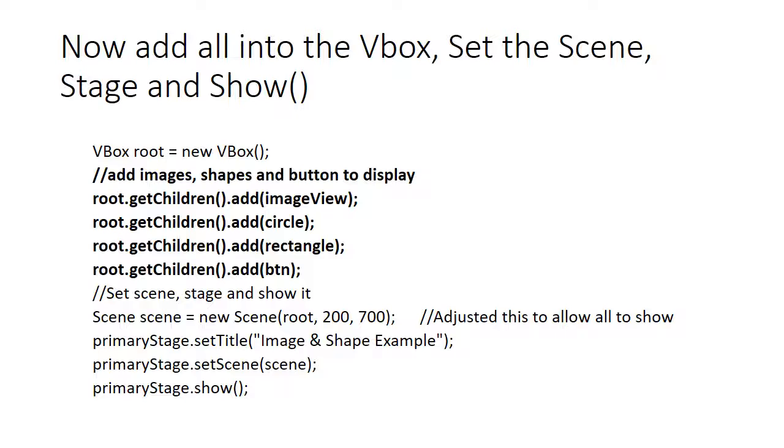The section of bolded code shown here adds the nodes, which would be the circle, the rectangle, the image, and the button, to root, which is a pane of the type VBox. Now, if you remember correctly, VBoxes display the items in one vertical column. The unbolded code at the bottom is where we set the scene, stage, and show the actual application.